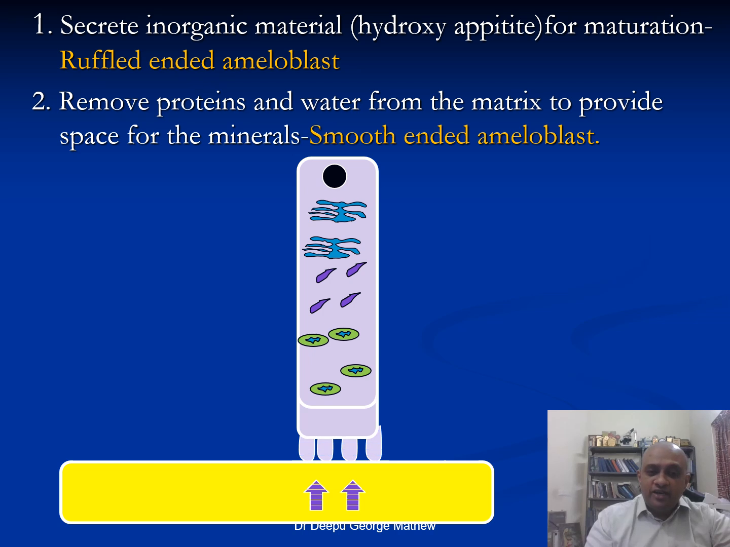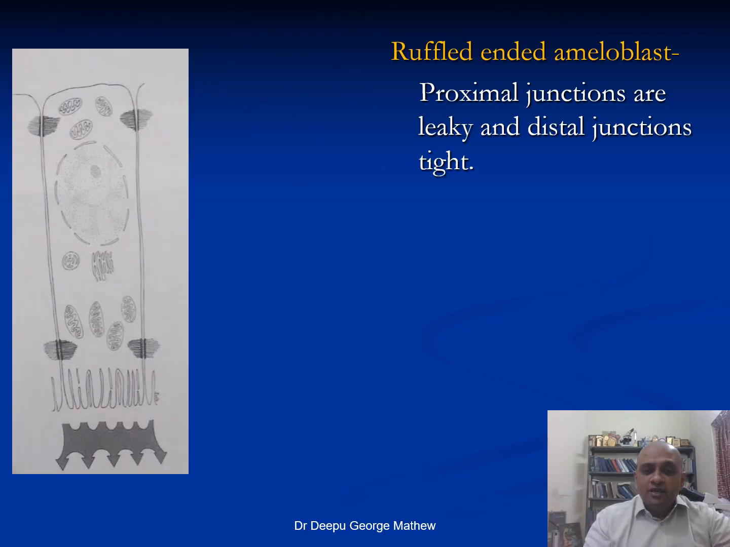Again, it becomes a ruffle-ended ameloblast and starts secreting the enamel matrix. Then it transforms again into a smooth-ended ameloblast. Like that. When it is a ruffle-ended ameloblast, at the time when it is secreting the hydroxyapatite crystals, the proximal junctions are leaky and the distal junctions are tight. The proximal junctions, you can see, are leaky and the distal junctions are tight, because whatever hydroxyapatite crystals are being secreted should not get washed away. That is why the distal junctions will be tight. The red arrows are pointing to the distal junctions which are tight, and the green arrows are pointing to the proximal junctions which are leaky.